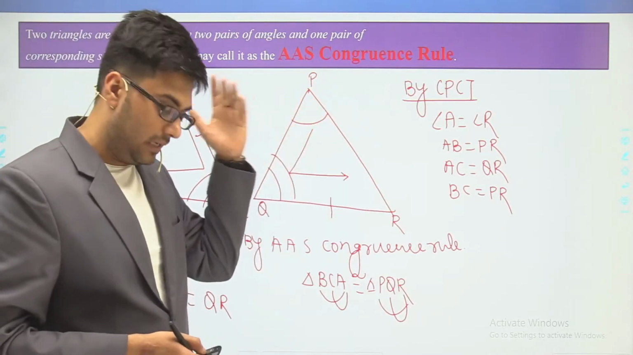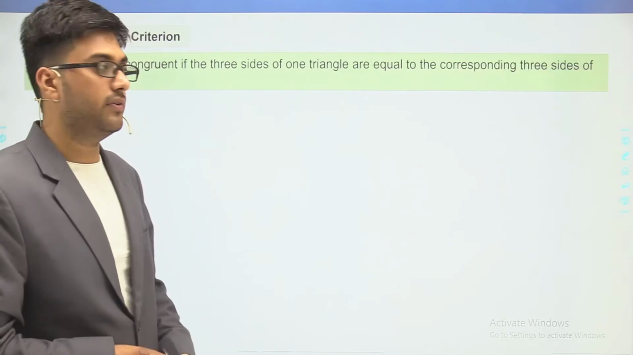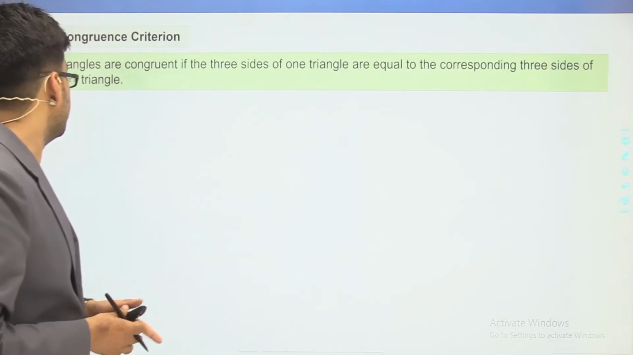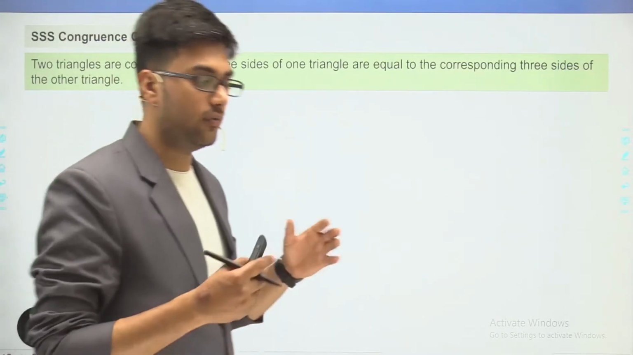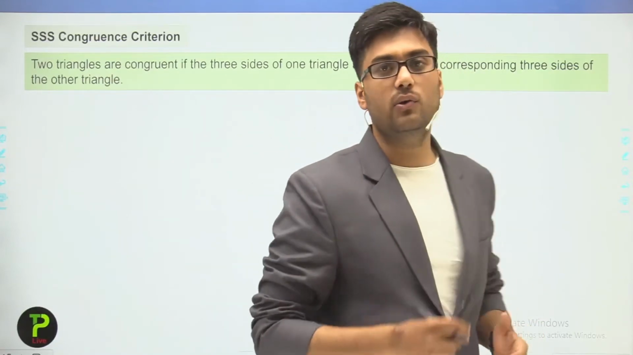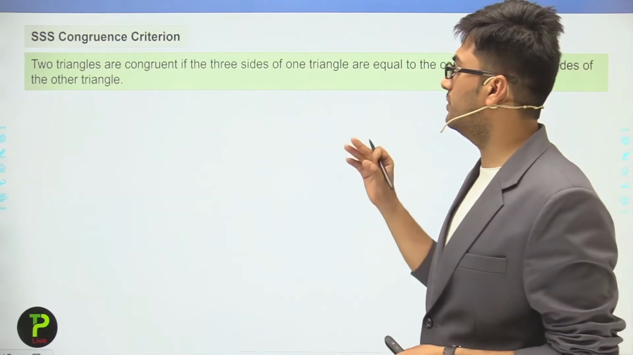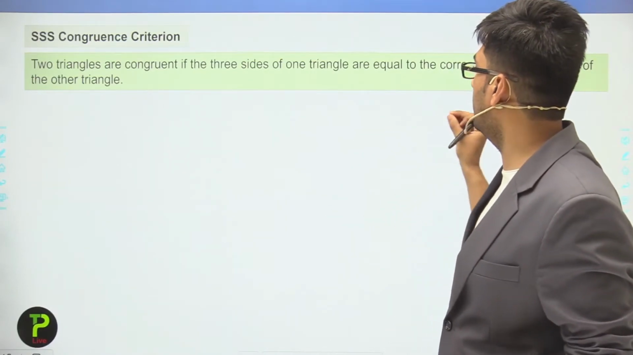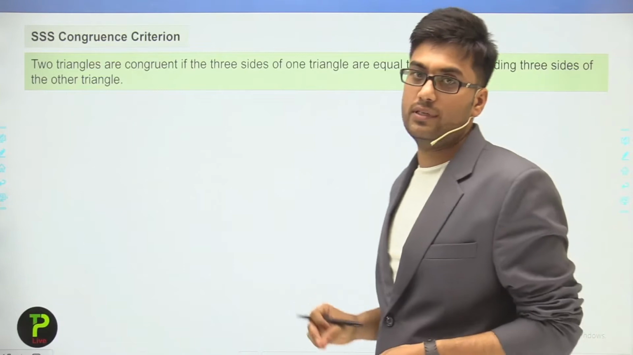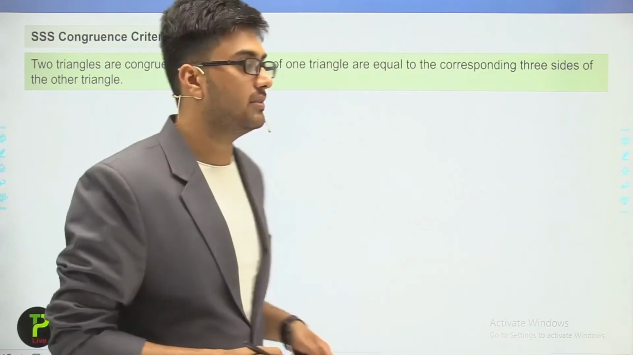Clear? Now let's move to the next congruency criteria, that is the SSS congruency criteria, or we can call it the SSS congruency rule. Two triangles are congruent if the three sides of one triangle are equal to the corresponding three sides of the other triangle. So let's understand with this.